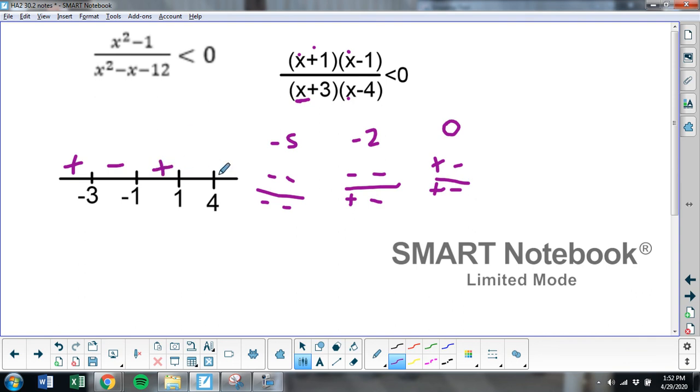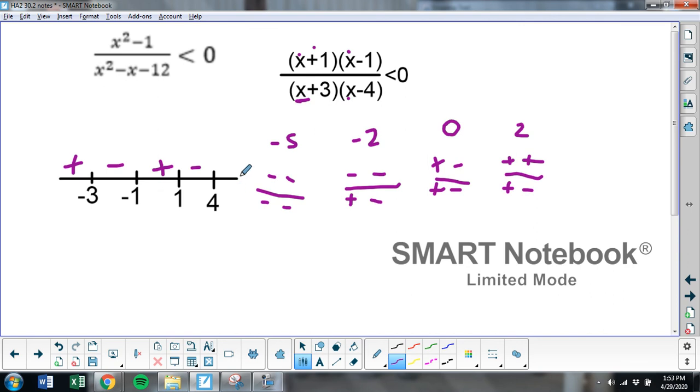Keep going, pick a number between 1 and 4. Let's just go with 2. Pick any number between 1 and 4. Okay, 2 plus 1 is positive. 2 minus 1 is still positive. 2 plus 3 is positive. 2 minus 4 is negative. Well, if I have one negative there and no other negatives to cancel with it, that will be negative.